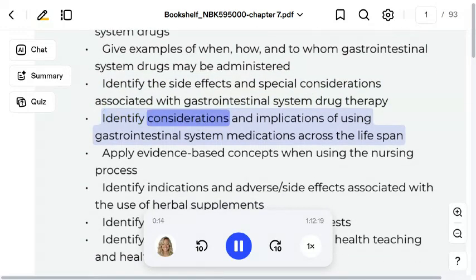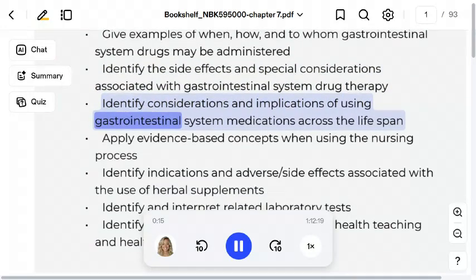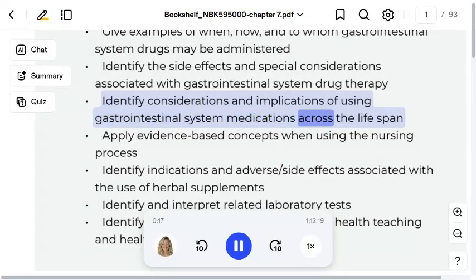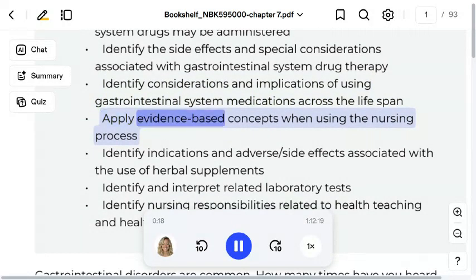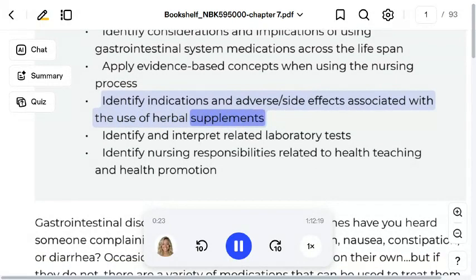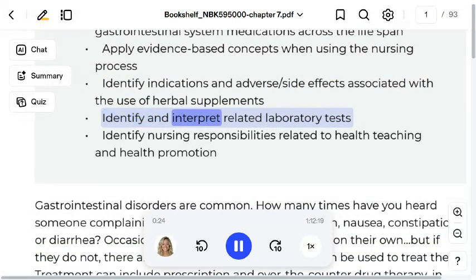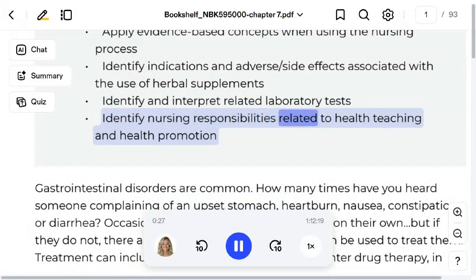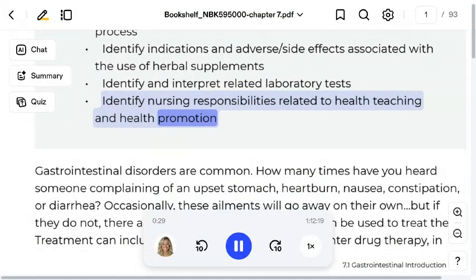Identify considerations and implications of using gastrointestinal system medications across the lifespan. Apply evidence-based concepts when using the nursing process. Identify indications and adverse side effects associated with the use of herbal supplements. Identify and interpret related laboratory tests. Identify nursing responsibilities related to health teaching and health promotion.